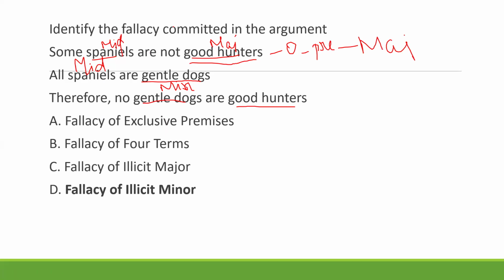Okay, next one here, all spaniels are gentle dogs. So here all spaniels means subject distributed. Subject is what here? Spaniel, the middle term. So here the middle term is distributed. So in the first line the major is distributed, in the second premise the middle term is distributed. So here also the minor term is not distributed in any one of the premises. So the answer will be fallacy of illicit minor.